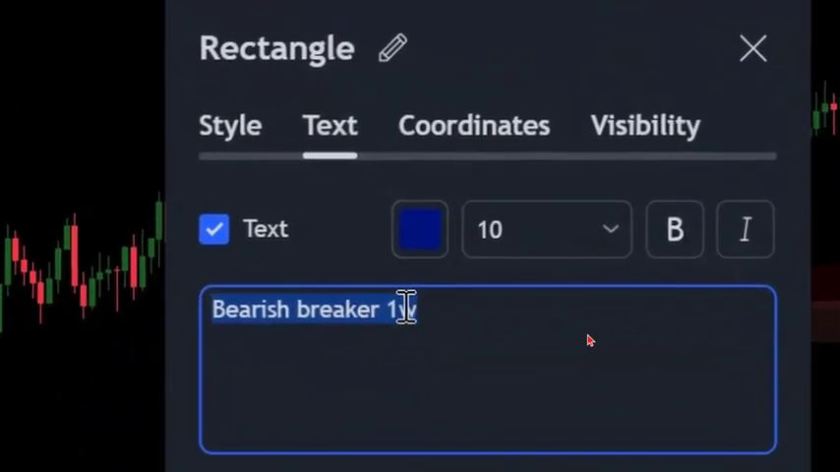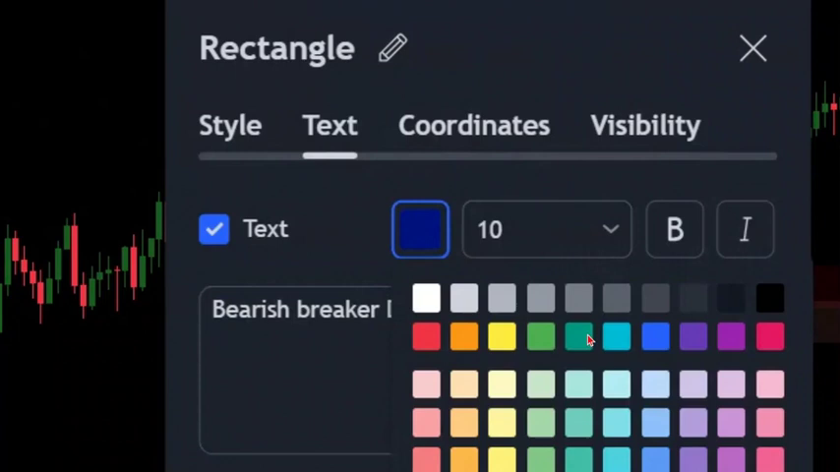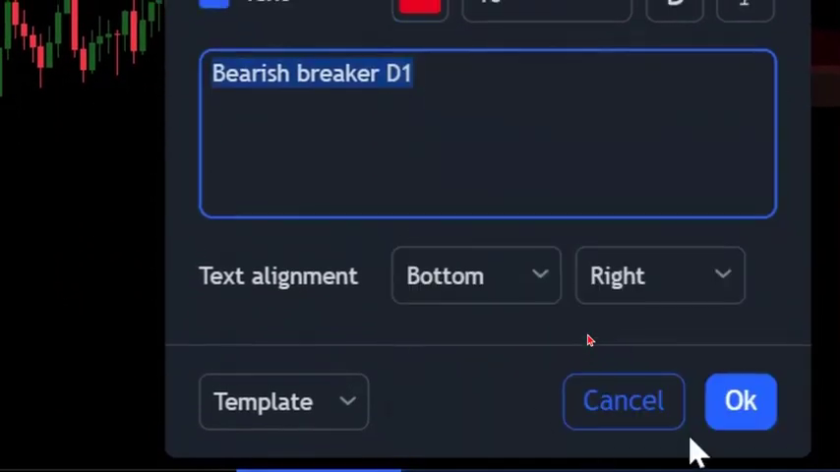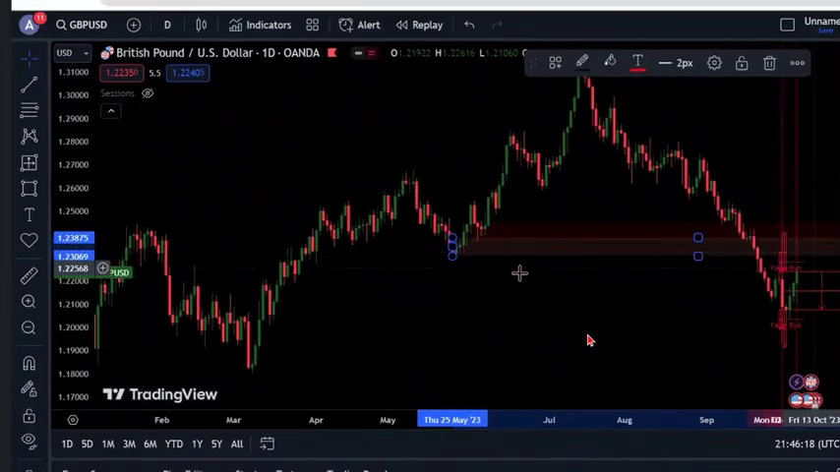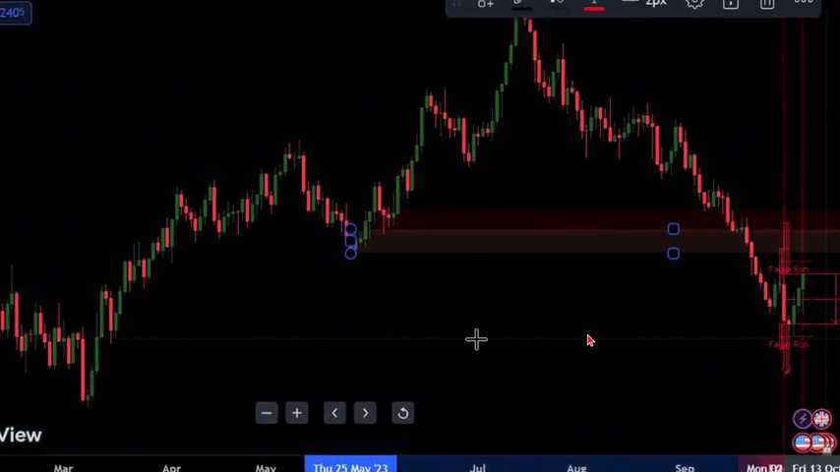And the daily, we use deep red for daily. So bearish breaker daily, 1 day. And you can use the deep red at the bottom that you created. Correct. All right, cool. So now let's look back at the structure.